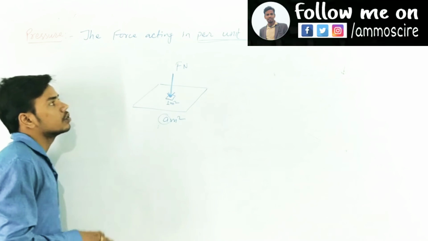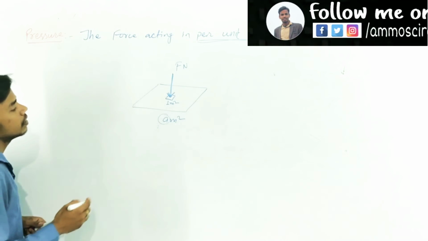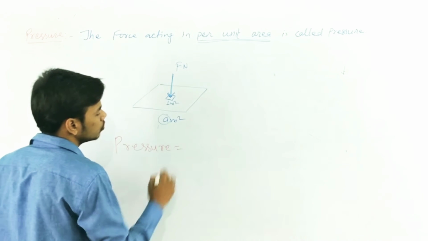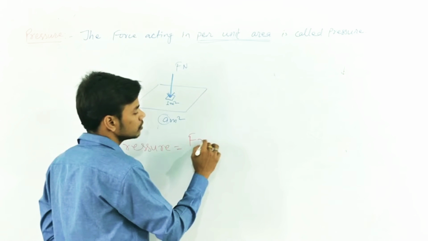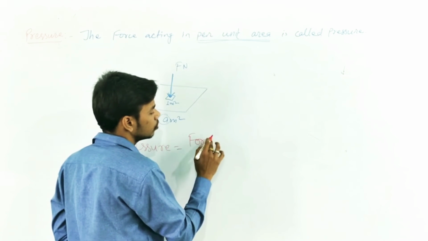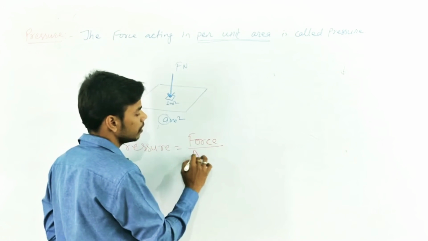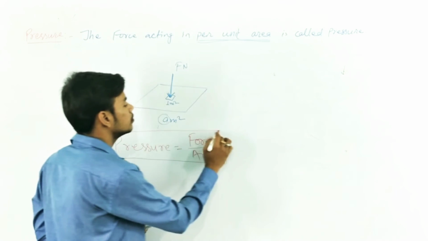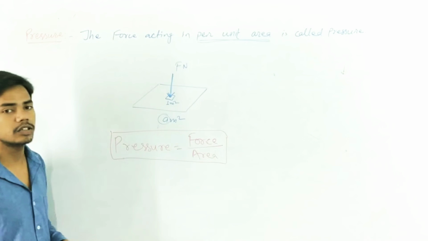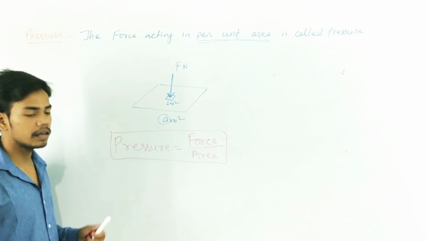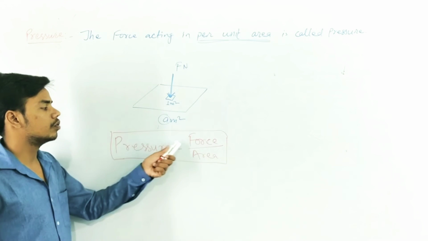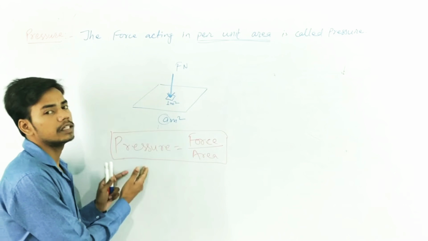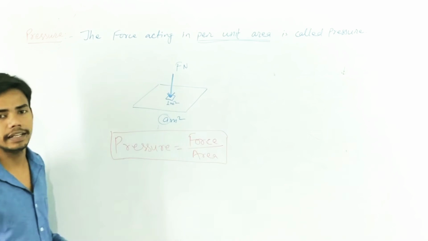Okay guys, so what will be the formula of pressure here? The formula of pressure becomes pressure is equal to the applied force divided by area. Okay guys, this will become our formula for the pressure topic. Force for a particular unit area is known as pressure. That's why pressure becomes force upon area.